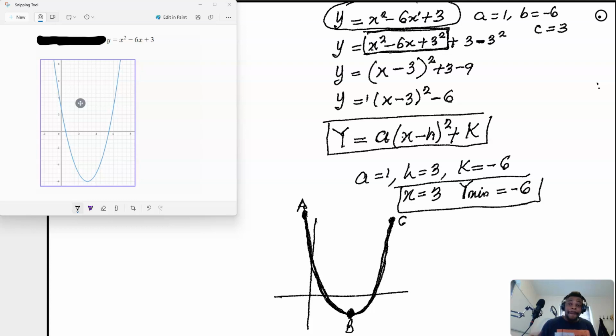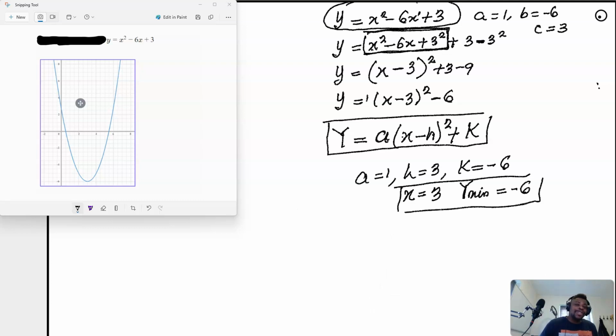But do you know that there is a shorter way to get your minimum value without even going through completing the square? You can get your minimum point or maximum point using this formula.